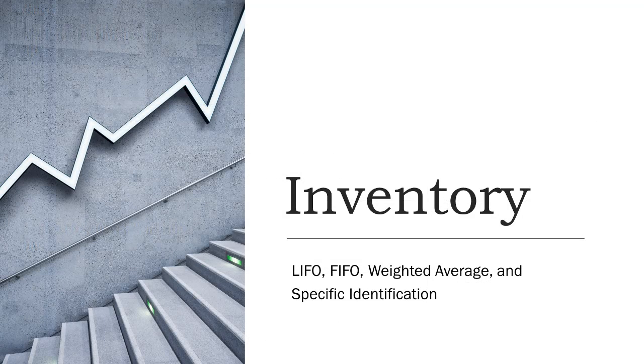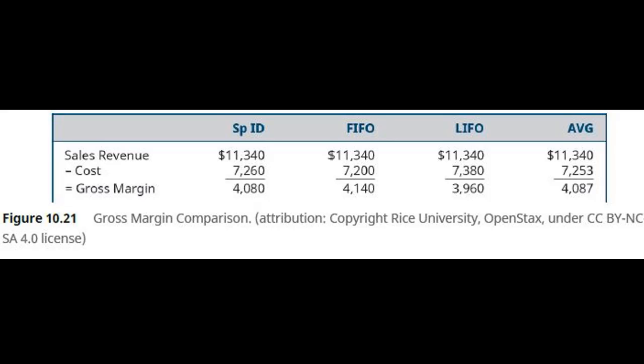Now let's go on to chapter 10. This is inventory. There's another basic idea that you need to grasp in order to understand the concepts of LIFO, FIFO, weighted average, and specific identification. Those are the 4 different types of inventory valuation methods. In this chapter, I'd like you to look for figure 10.21, where we list out, it's just a small figure, revenues, costs, and margins under those 4 methods.